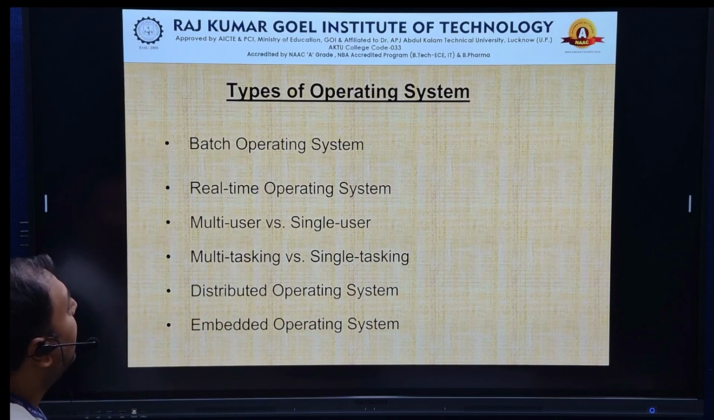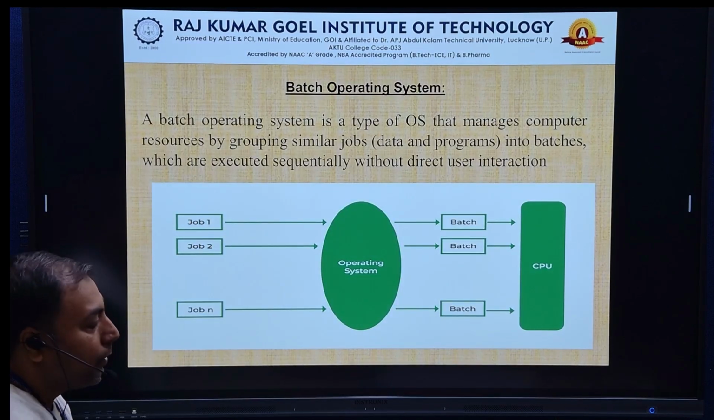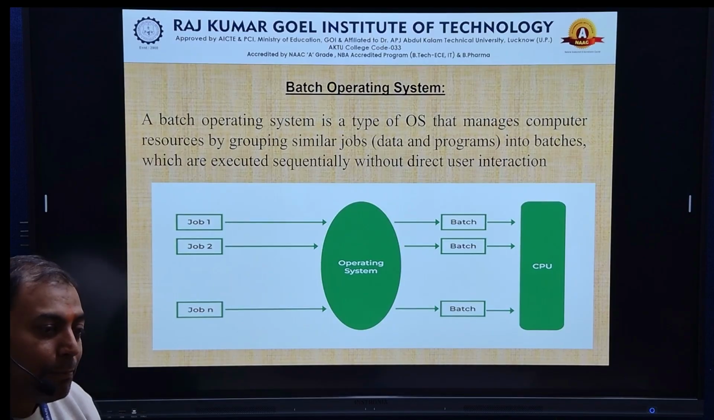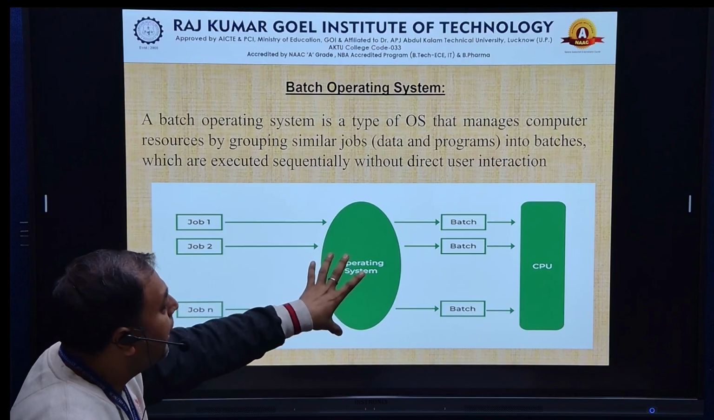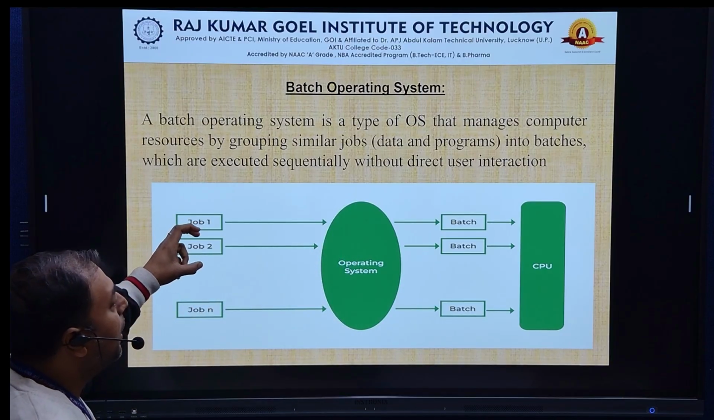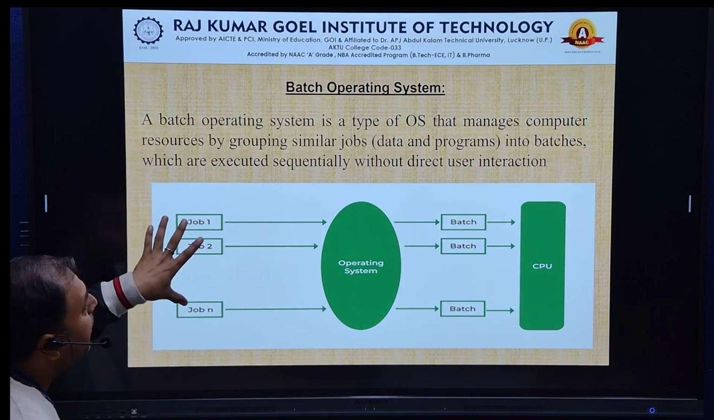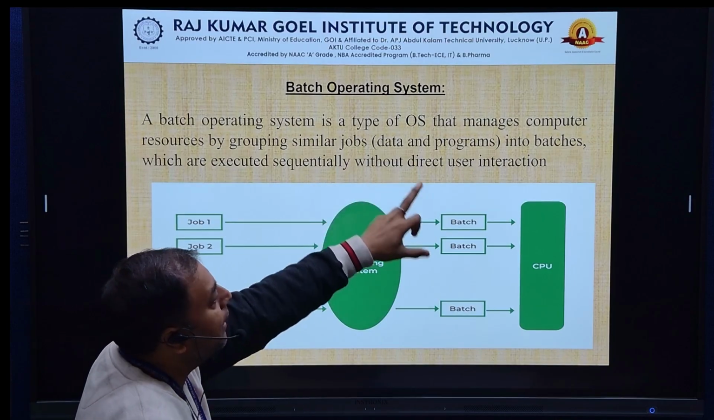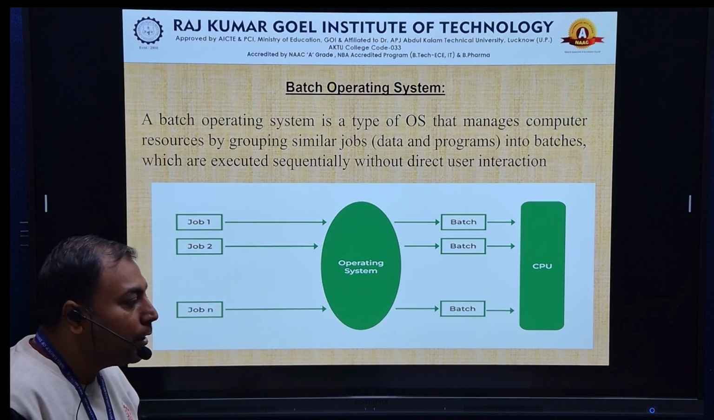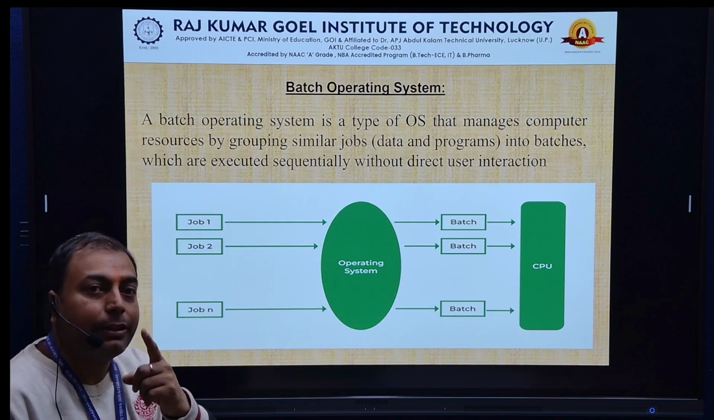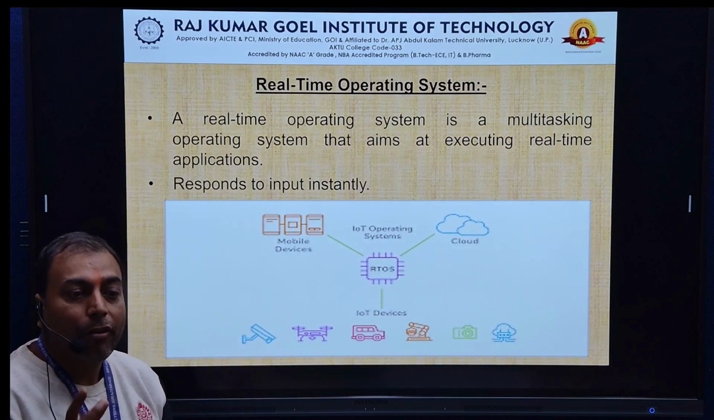Now, first is batch operating system. What is the batch operating system? Many users submit the same job to the operating system. The operating system gathers the jobs that are of similar type, creates a batch and sends it to the CPU for processing. That will group user jobs, data and programs into small batches and send them to the CPU, with input and output through punch cards. This is the first operating system. When it was built, it used punch cards for input and output of data.